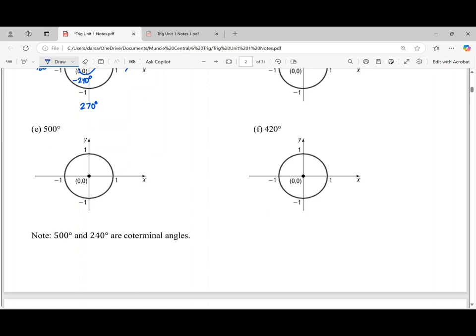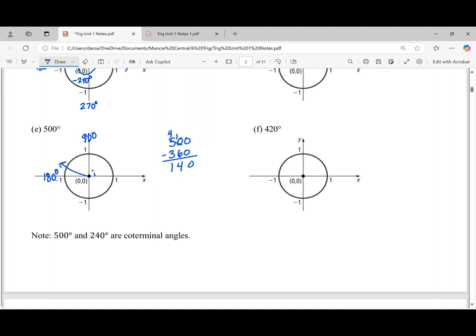500 degrees, notice that number is bigger than 360. So the first thing I'm going to do is subtract 360 degrees from 500. That gives me 140 degrees. So if this is 180 degrees and this is 90 degrees, 140 is somewhere around here.